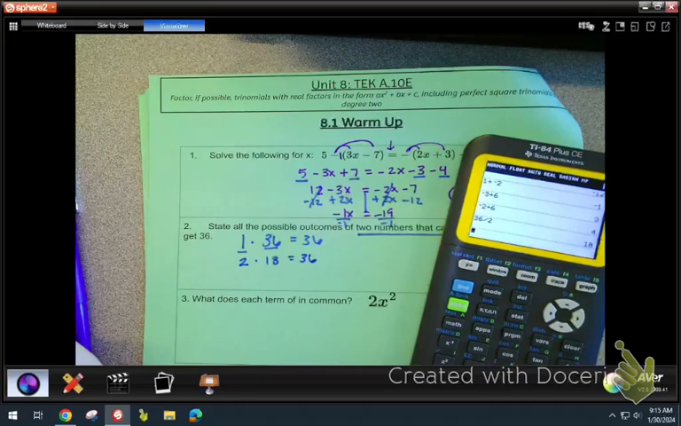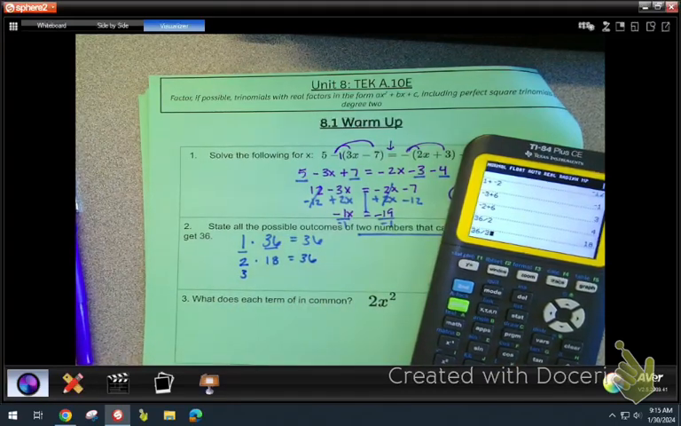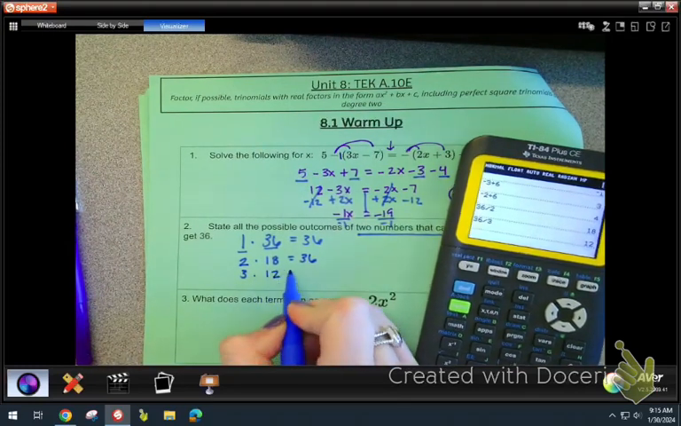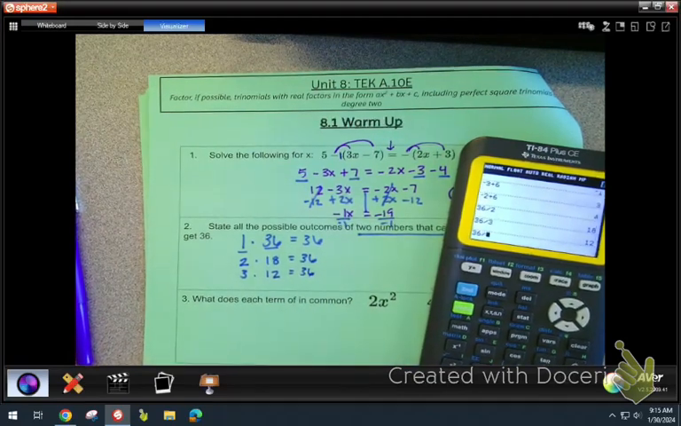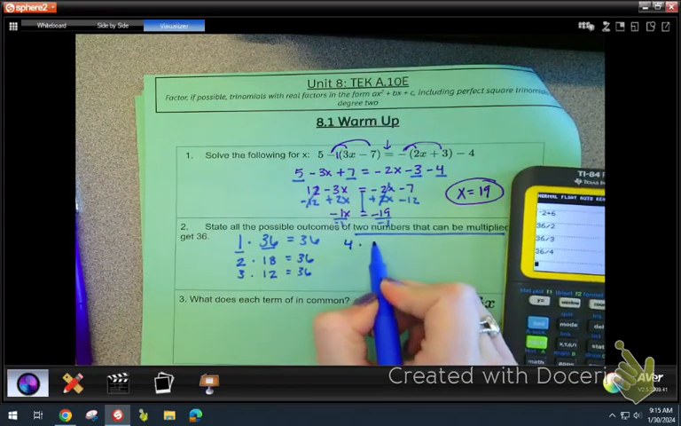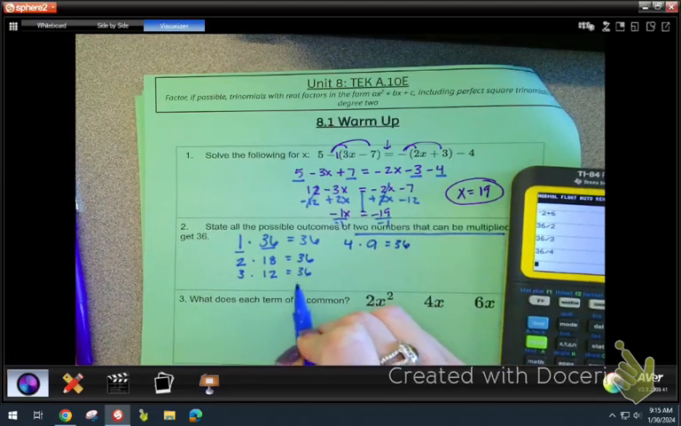Okay, what should I check next? 3. 36 divided by 3. Do I get a whole number? So 3 and 12 are factors. Let's check 4. 36 divided by 4. Oh, works again. So whenever I do division and I get a whole number, that means that those two are going to be factors.